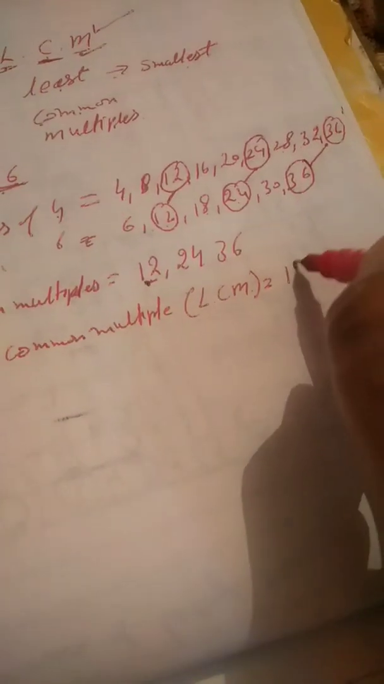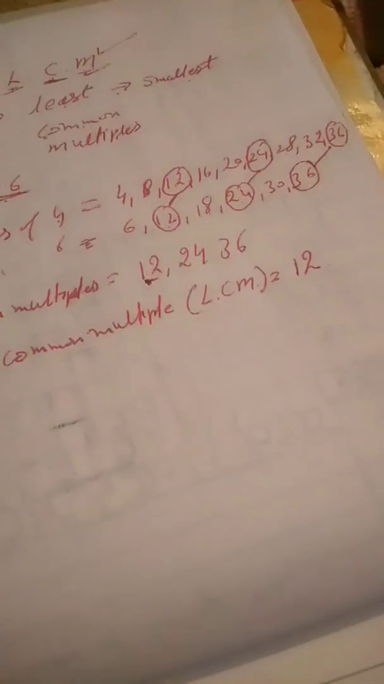Now the last word is L, meaning least. Least common multiple, that you can say LCM. So which is the least common multiple among these three? The smallest one is 12. So 12 is the least common multiple.